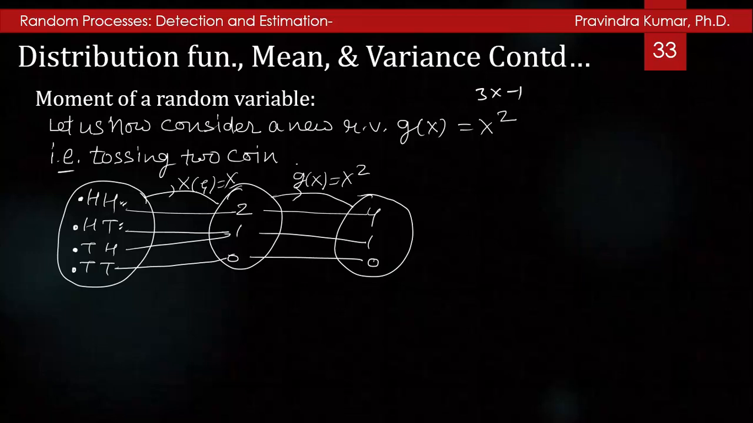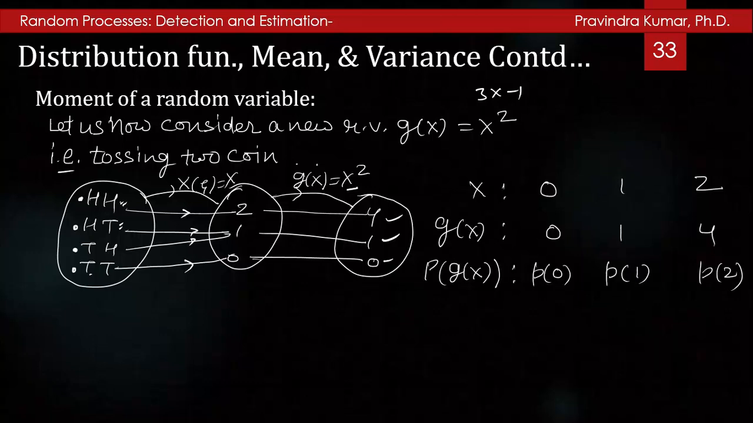The outcome HH is assigned the value 2, HT and TH are assigned the real number 1, and for TT we are assigning the value 0. And now some other function of the random variable x is x square. So I'm mapping 2 into 4, 1 into 1, and 0 into 0. So here, if the random variable x has values 0, 1, 2, then g(x) will have the values 0, 1, and 4.